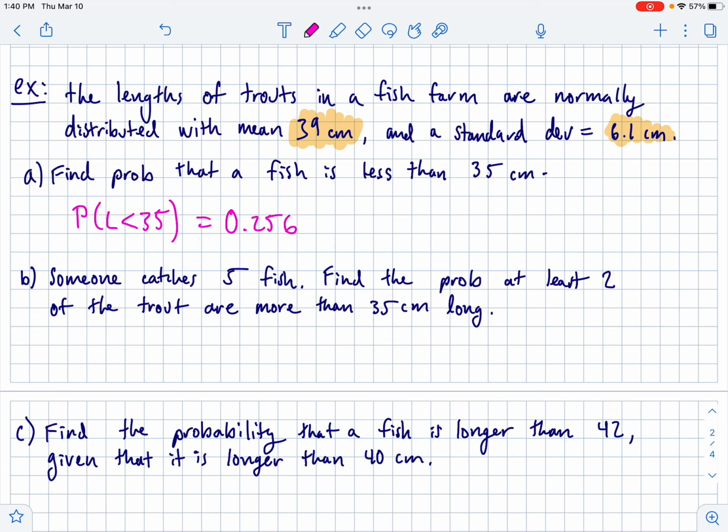Someone catches 5 fish. Find the probability that at least 2 of the trout are more than 35 centimeters long. Well, first up, we already found the probability that a fish is less than 35 centimeters is this. So that means the probability that a fish is more would be that taken away from 1. So 1 minus 0.256 is 0.744. That a fish is more than 35.